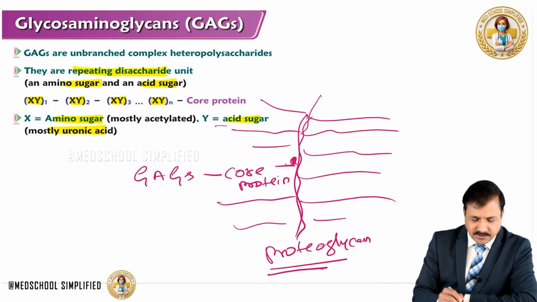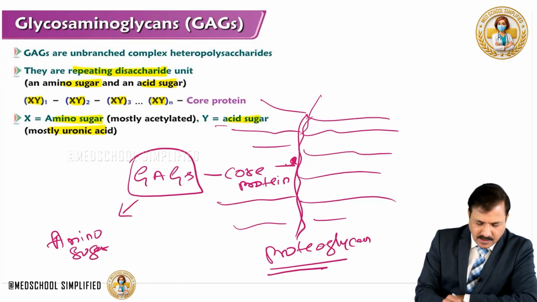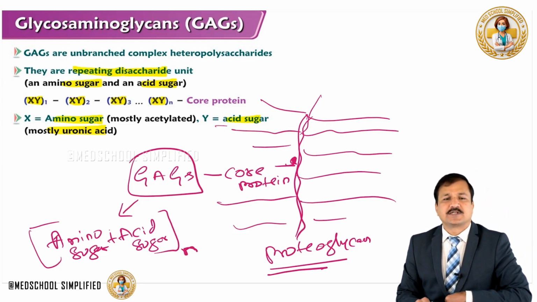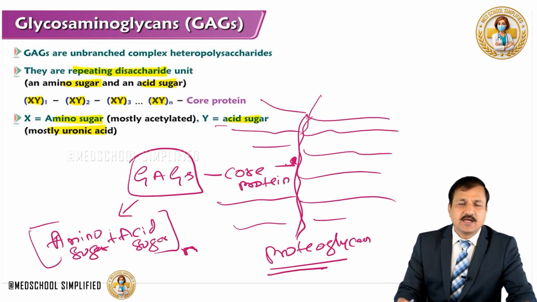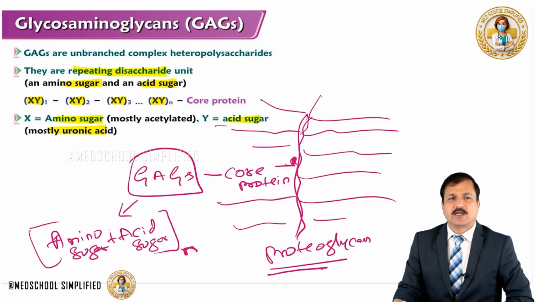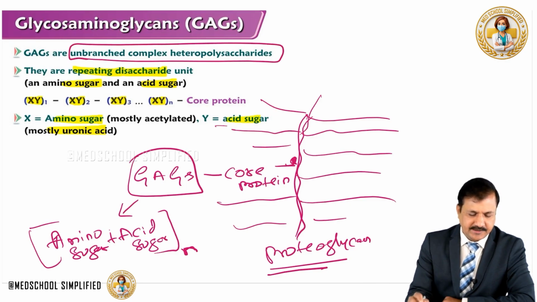So what is there in that glycosaminoglycan? It is amino sugar plus acid sugar, repeated n number of times. Multiple amino sugars and acid sugars will be present, and it is unbranched. There are no branches in that glycosaminoglycan. That's why glycosaminoglycan is referred to as an unbranched complex heteropolysaccharide.